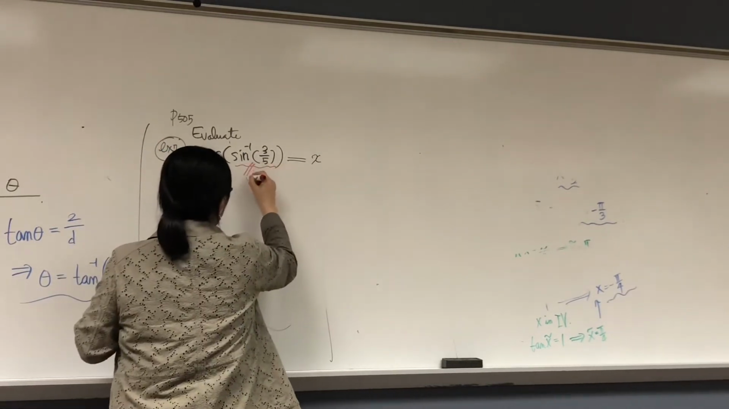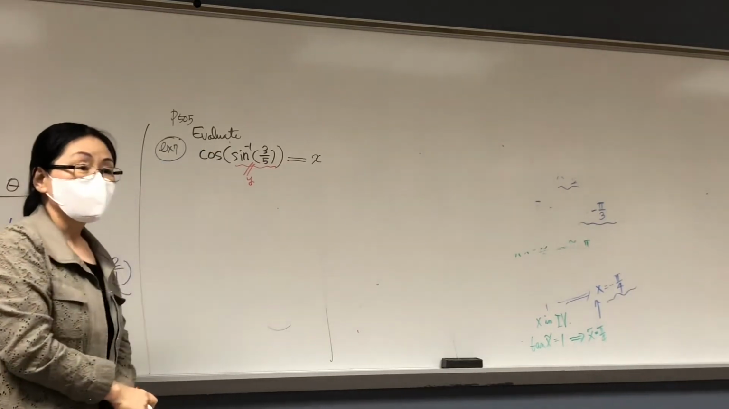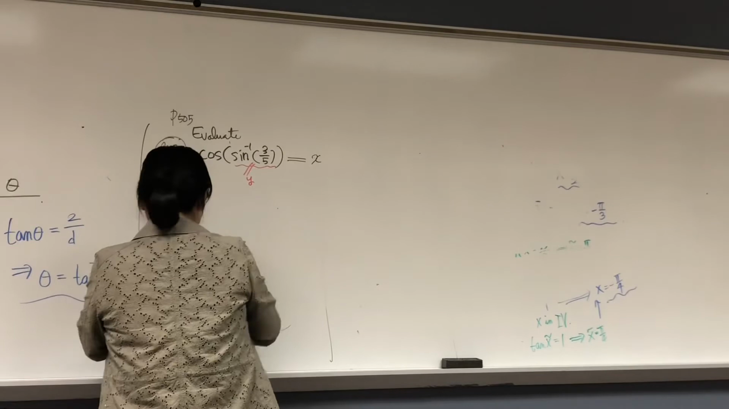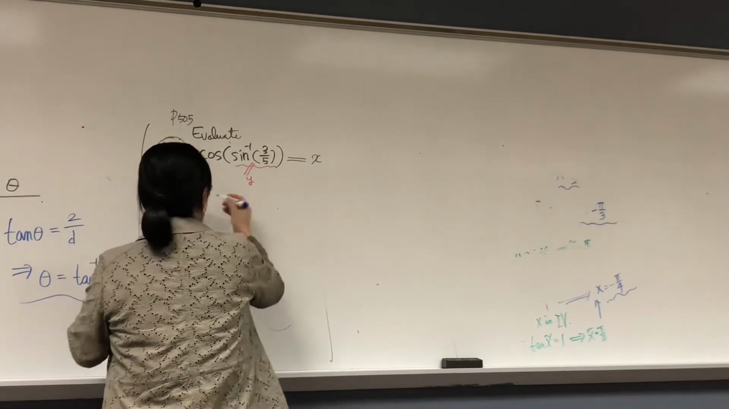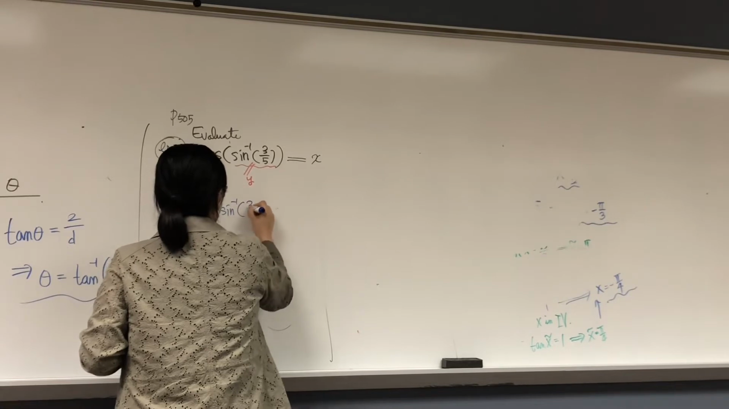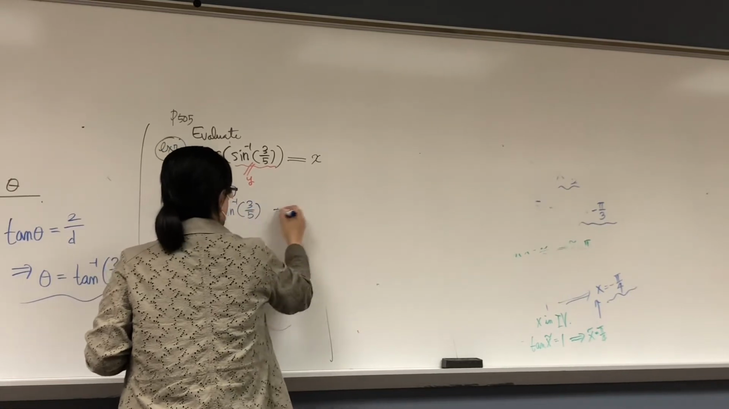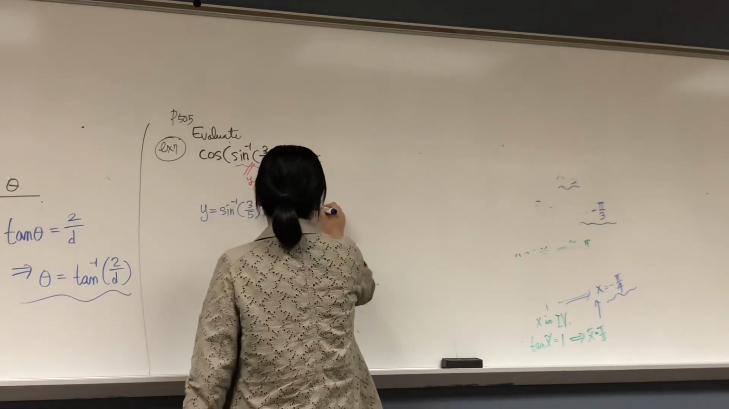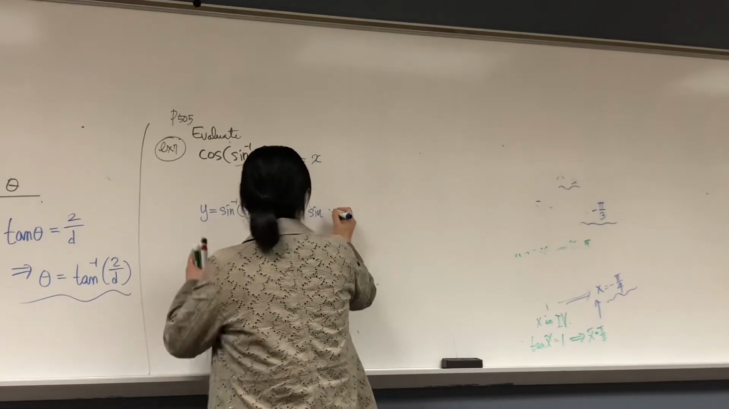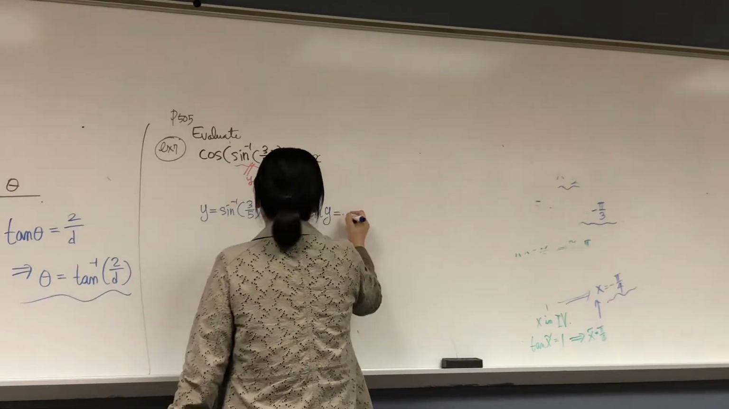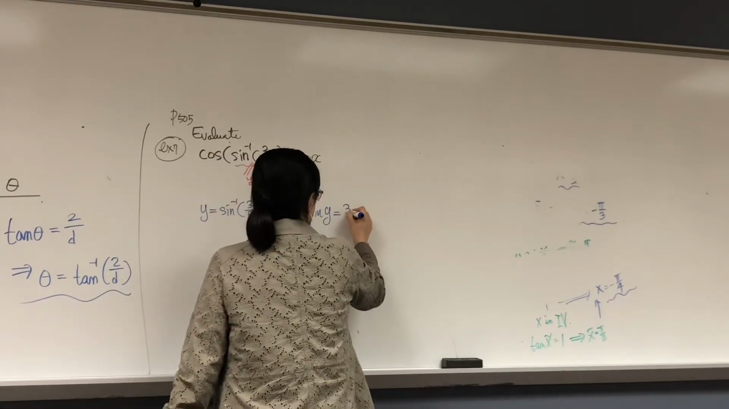Let's say this is your y. Pick a y and consider this. So here, I said that this is y. So y equals sine inverse 3 over 5. Convert: sine y equals 3 over 5.